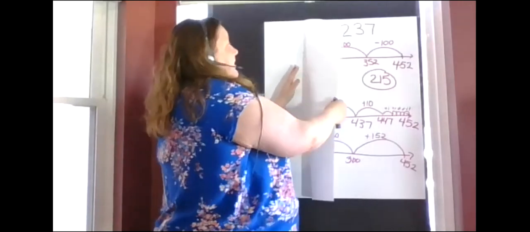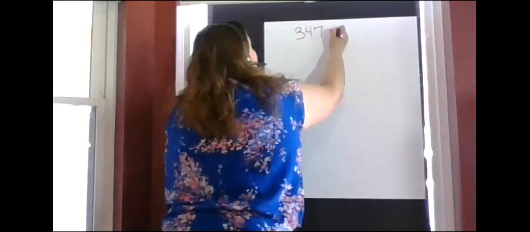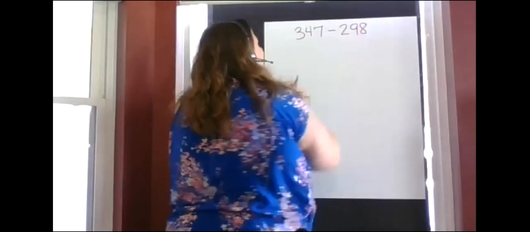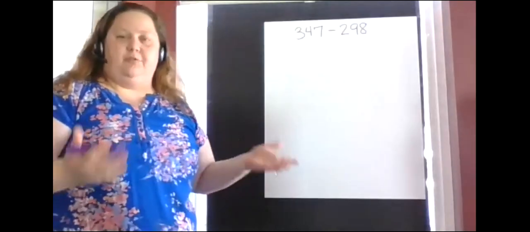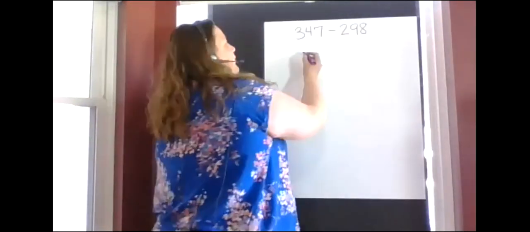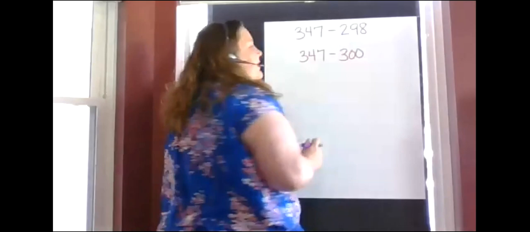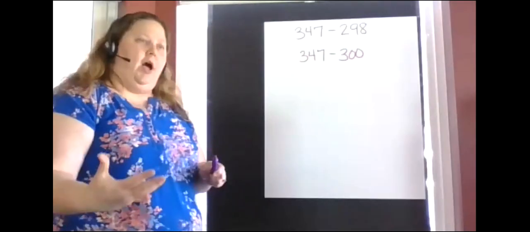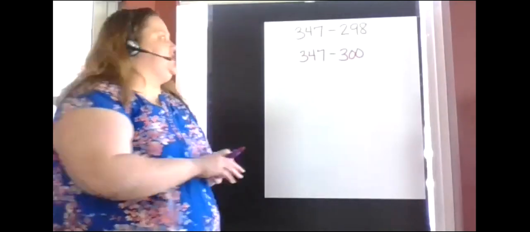We also might think about a student who understands compensation. Good. So 347 minus 298. A student might see that this 298 is really close to 300. So they might think about this problem as 347 minus 300. So they've changed the problem, but they can only do this if they're making sense of those numbers and the relationship in those numbers.